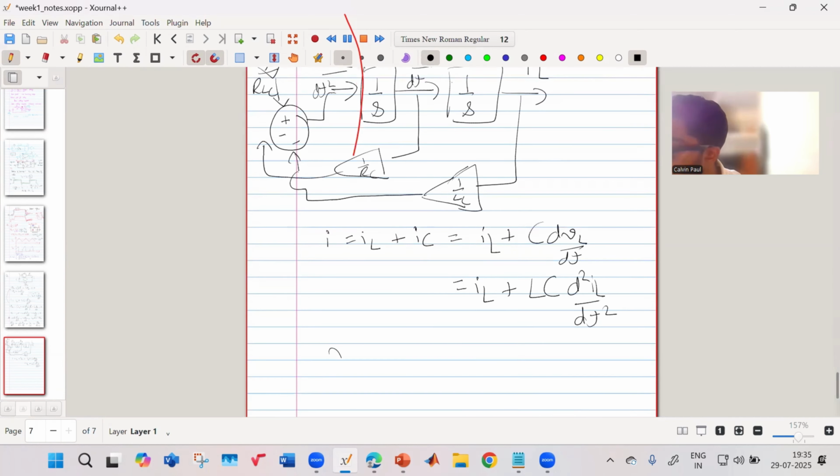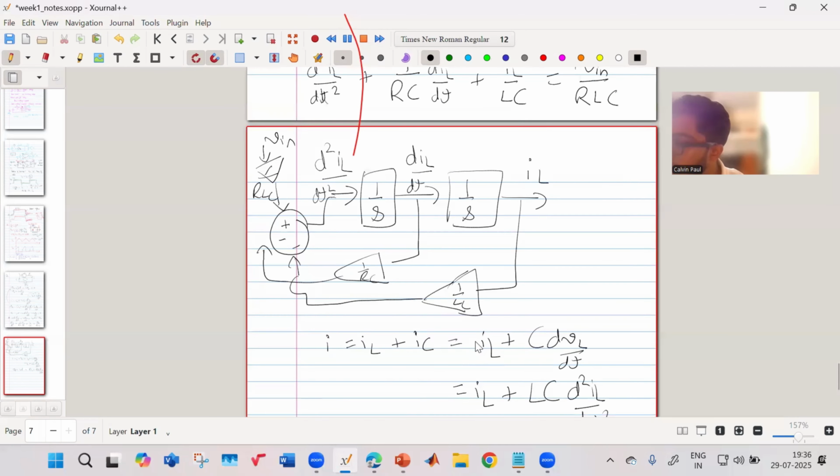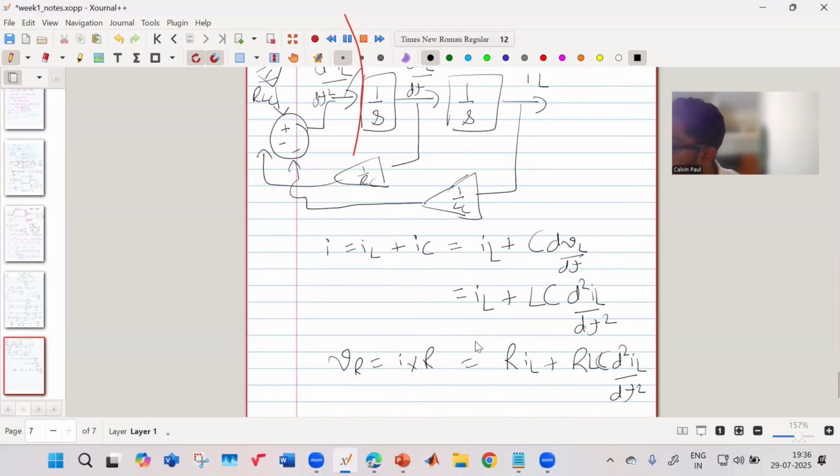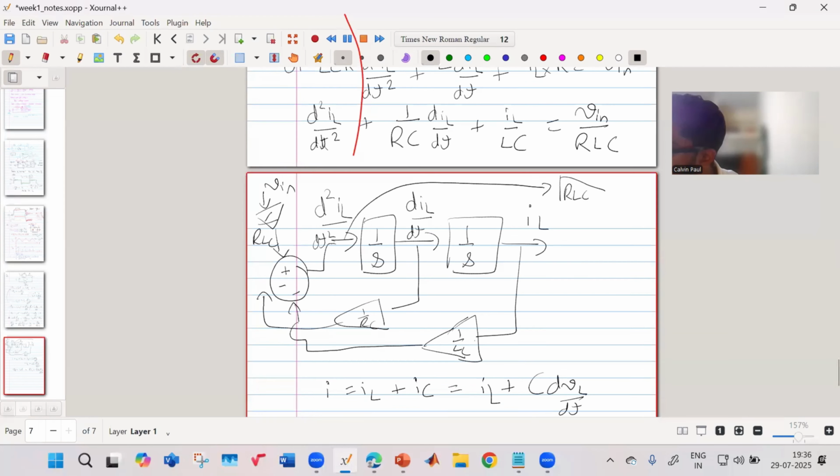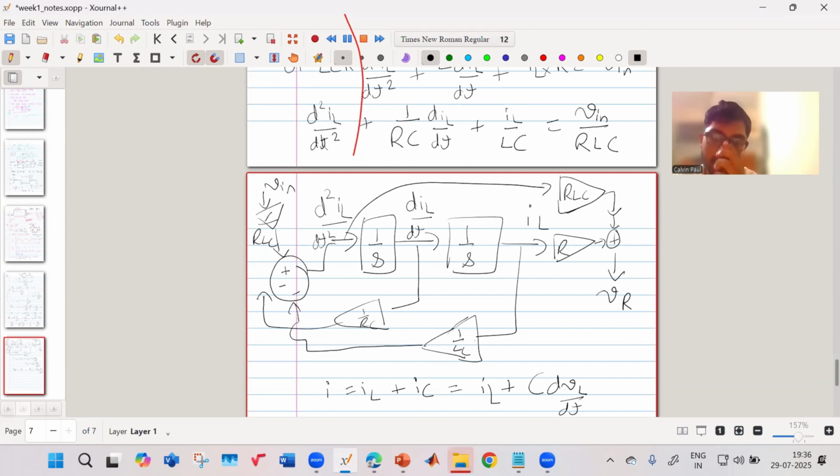And your VR is equal to I into R, so that is R into IL plus RLC into d2IL by dt2. Right? So if this is the expression, then this d2IL by dt2 we multiply by RLC, and this IL we multiply by R, and we add them. This will be our VR. Okay? Any doubts in this?